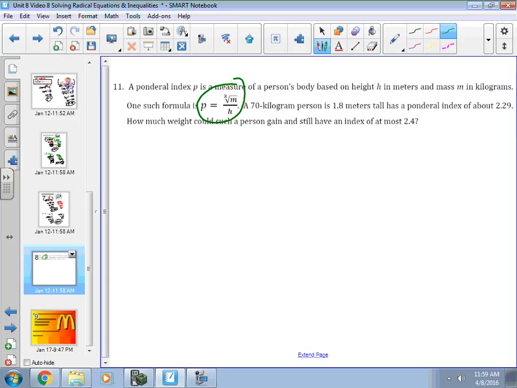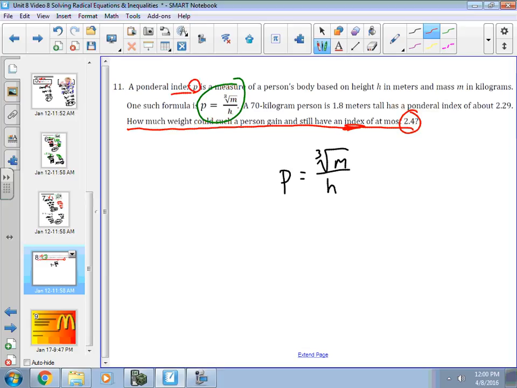Well, a lot of information there. Especially in problems like this, if they give you a formula, you're probably going to need to use that. Okay, so let's look at our formula here. And then I would focus in on that last question because the question is going to tell you what you're looking for. How much weight could a person gain and still have at most a ponderal index of 2.4. Well, what is that 2.4 talking about? That's the index. Which of these variables was the index? The index is P. So we want to put this in for P.